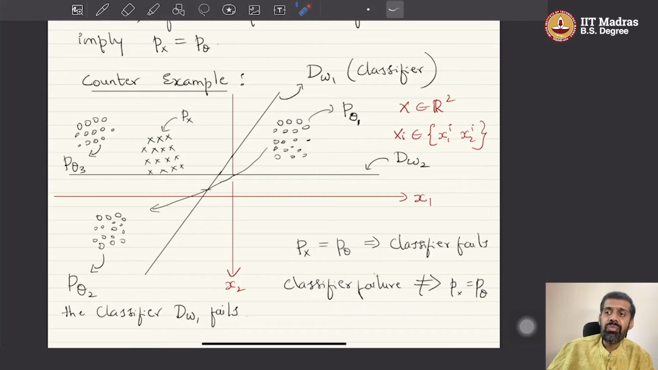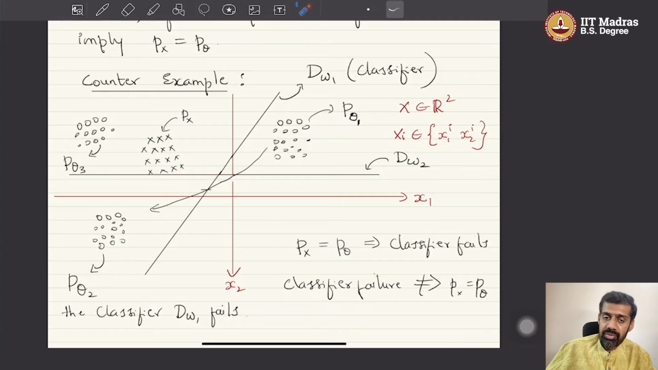So that's one of the known failure modes of GANs. You start with some p theta, then there is one classifier, and now you want this classifier to fail. Move this p theta 1 such that this classifier fails, and you move it to this point. Okay, this classifier failed. Then you learn another classifier, dw2, and now you want to move your p theta 2 such that this classifier fails.